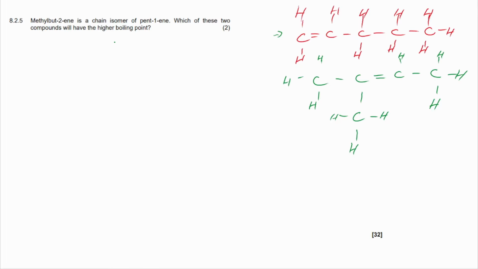We need to say, the higher boiling point means the one that will have stronger intermolecular forces. So the one that will have stronger intermolecular forces is this one here at the top, this pent-1-ene. Okay, and it's because it's unbranched, so there's a larger interacting surface area. So that means that there will be stronger induced dipoles, and therefore it will have stronger intermolecular forces, more energy required to overcome the stronger forces. Therefore, pent-1-ene will have a higher boiling point.